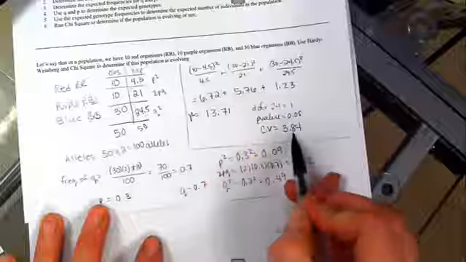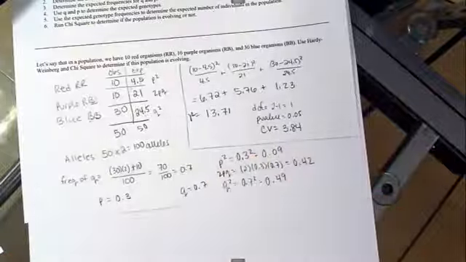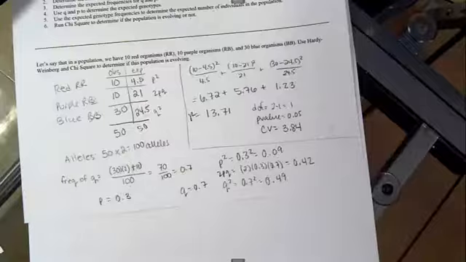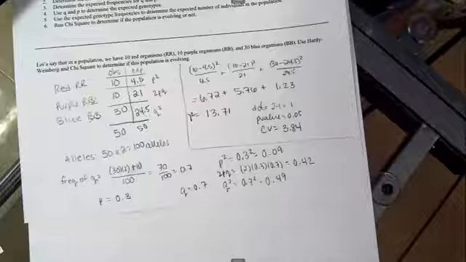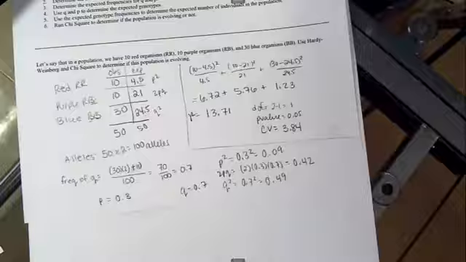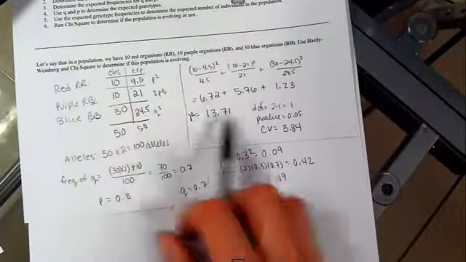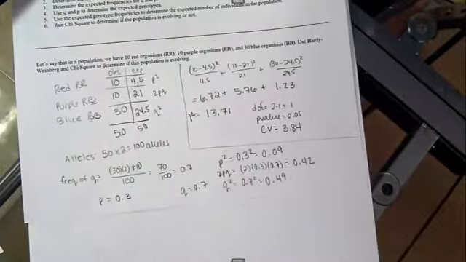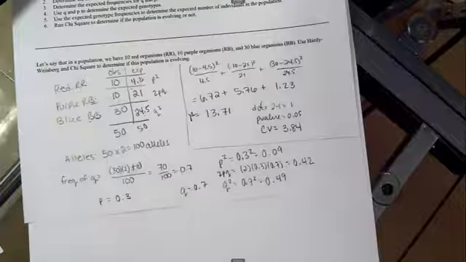13.71 is greater than 3.84, so we reject the null hypothesis. The null hypothesis would essentially be that the population is not evolving, that we're in Hardy-Weinberg equilibrium, and we are tossing that out the door. We are saying, yes, the population is evolving because our chi-squared value is greater than our critical value. So that's how you solve Hardy-Weinberg chi-square combination problems.